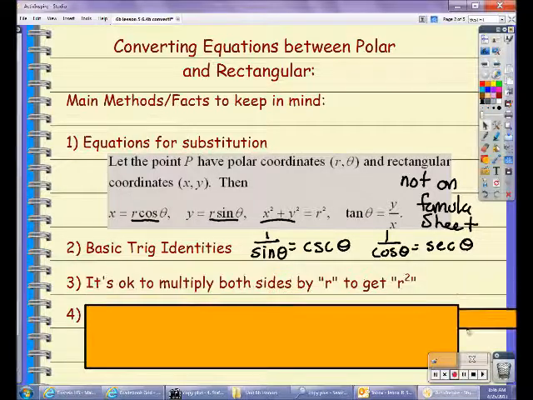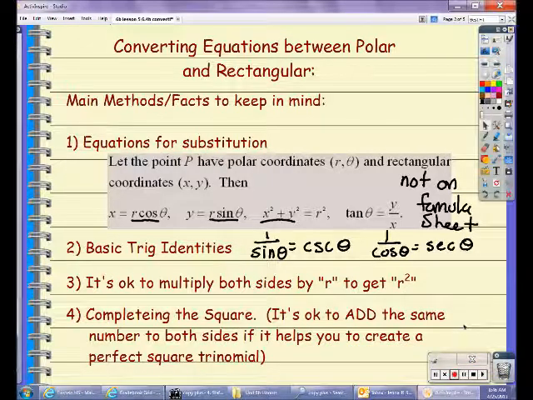Another method we're going to be using is remembering that it is okay to just multiply both sides by r. It seems random, but if you're trying to get r squared here, to replace it with an x squared plus y squared, that's helpful. So it seems random to multiply both sides by r, but it is okay and it can be helpful.